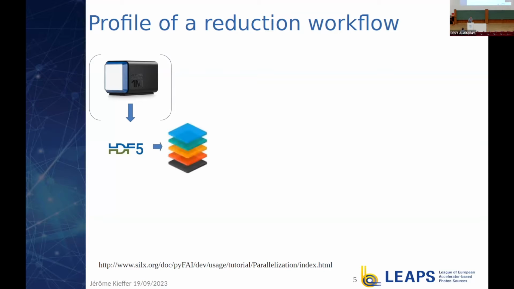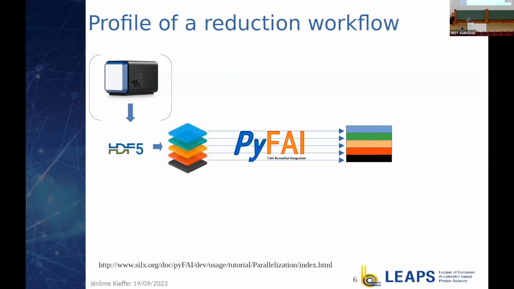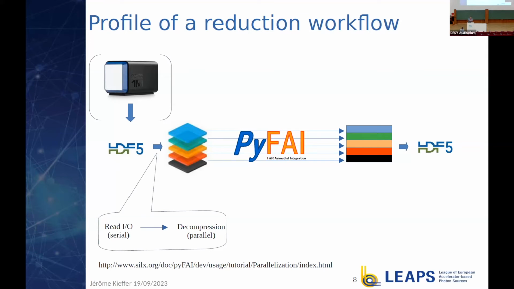So this file usually contains a stack of images that I represent like this. And this stack of images is usually processed with a piece of software. I took Pi5 because I'm writing it, but it could be something else, to generate a set of vectors that are stacked and again saved into a new HDF5 file. So that's the typical workflow we will investigate and try to find why it's slow.